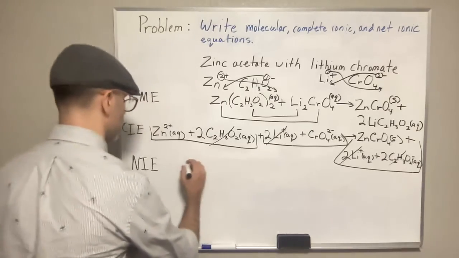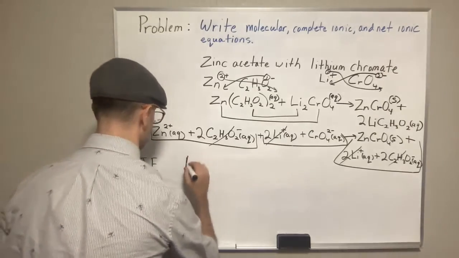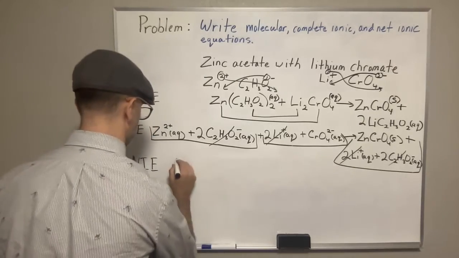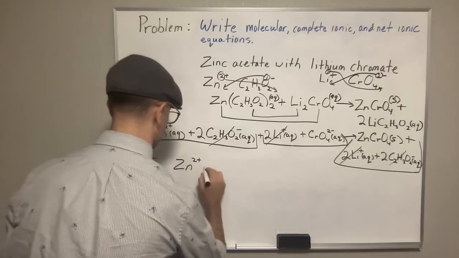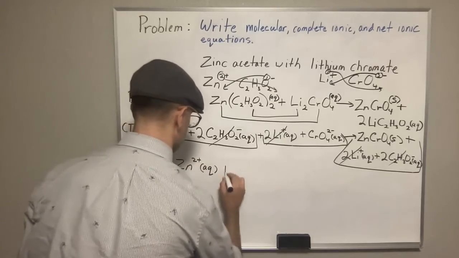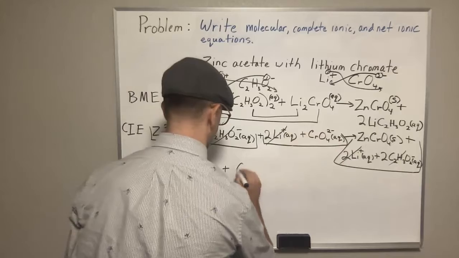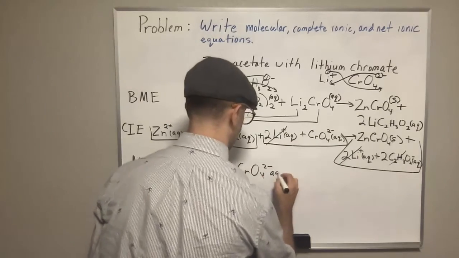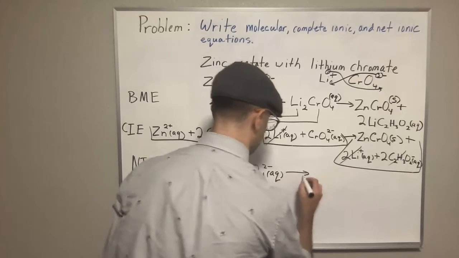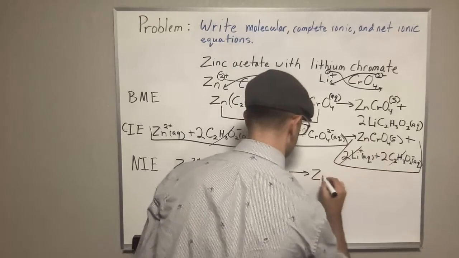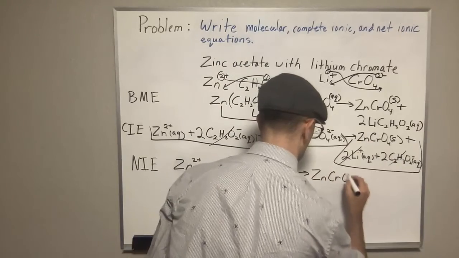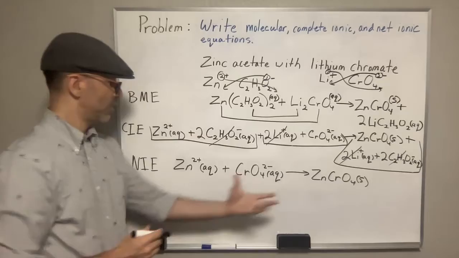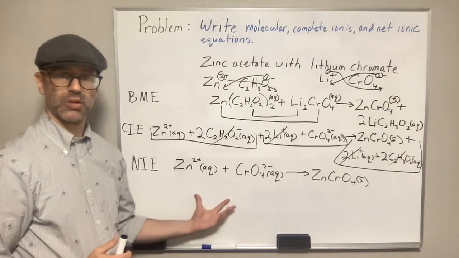So all we do now is write what's left. So we have zinc 2 plus aqueous plus the chromate CrO4 2 minus aqueous, and those are going to come together to form the solid zinc CrO4 solid. And so here is your net ionic equation.